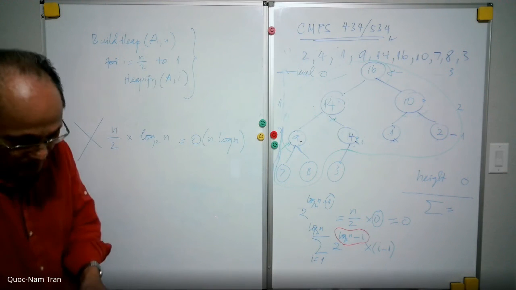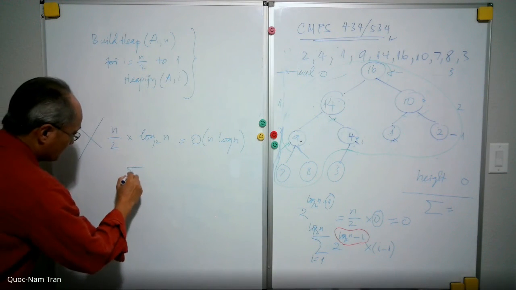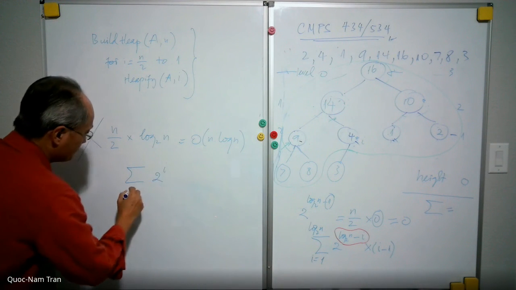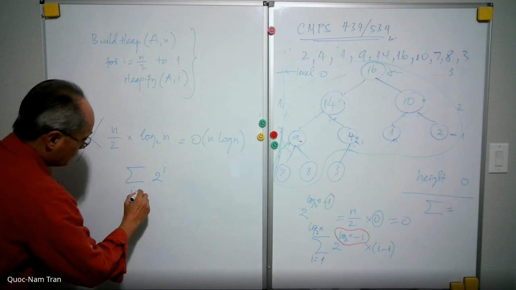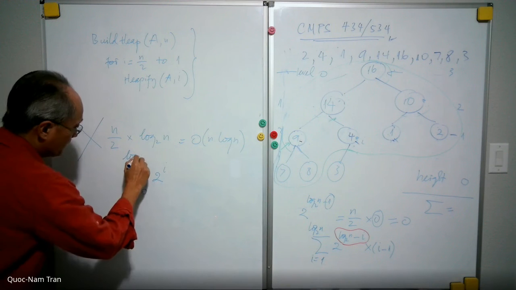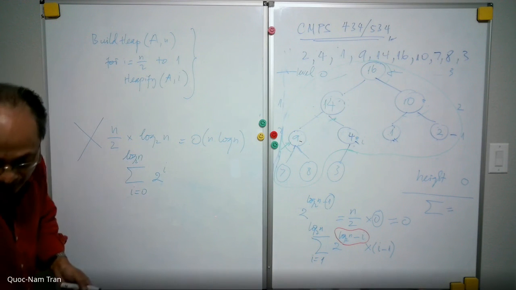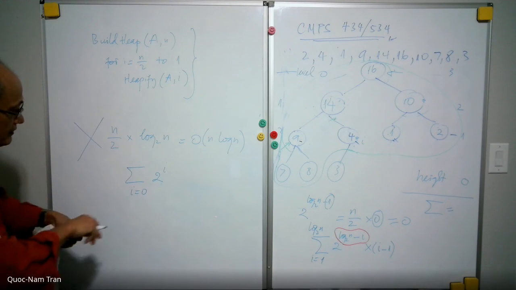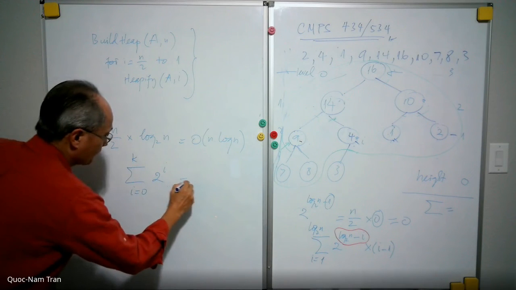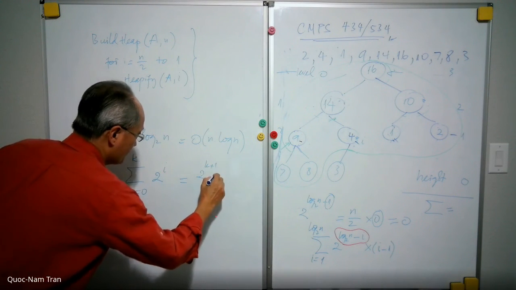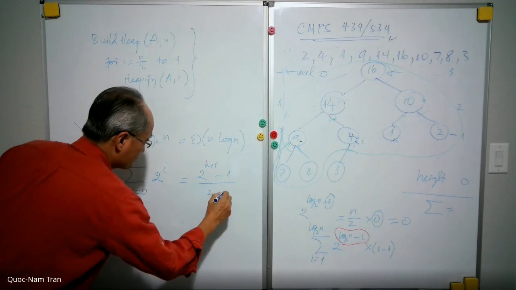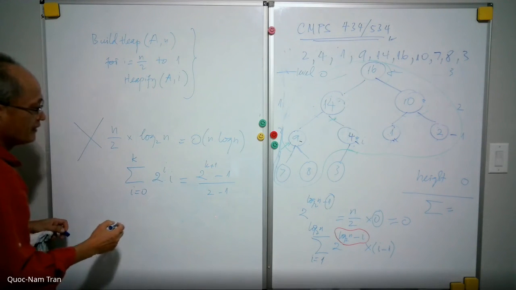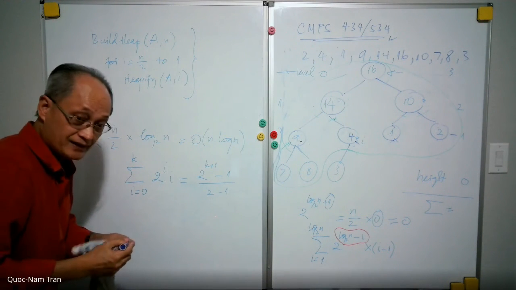Remember, when we have the geometric sum, sigma of 2 power the i for i from 0 to log 2 of n, or in general, we can have it at n, that is easier, in general, this one is 2 power to the k plus 1 minus 1 divided by 2 minus 1, right? But here, if we have this one, the formula is a little bit different, right?